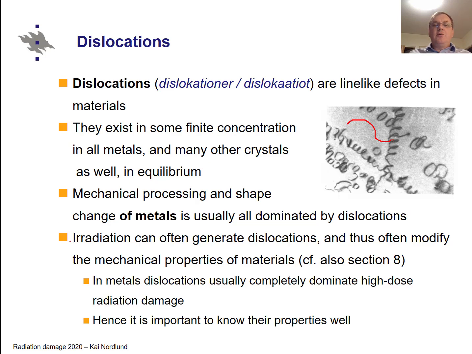But the reason these are also relevant to irradiation is that irradiation often generates dislocations and can modify the mechanical properties of the materials. And actually, when you have high dose radiation damage in metals, the dominant effect is all by dislocations. This is actually also true at high temperatures in semiconductors. For instance, in silicon, if you go above 300 degrees C when you irradiate silicon, silicon never amorphizes, just like metals, but you do build up defects and dislocations in silicon as well.